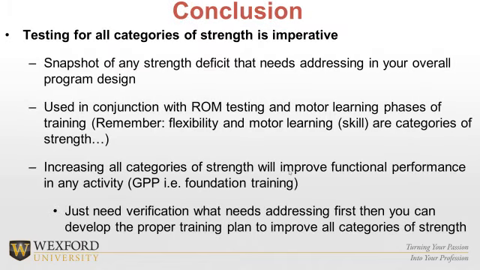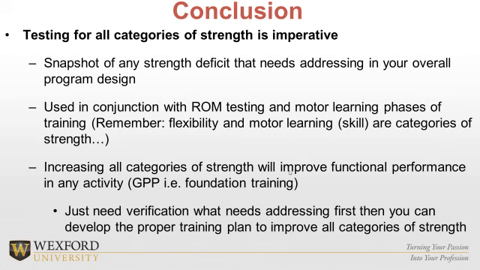Now, our conclusion: testing for all categories of strength is imperative. Remember, strength is a requirement for everything. It's a universal requirement. It's the foundation of everything we do. A snapshot of any strength deficit that needs addressing is required in your overall program design. You have goals, so you set them here, but you do the evaluation, you find out what's wrong, and then you make a business plan, just like a regular business, to try to get rid of any of those deficits.